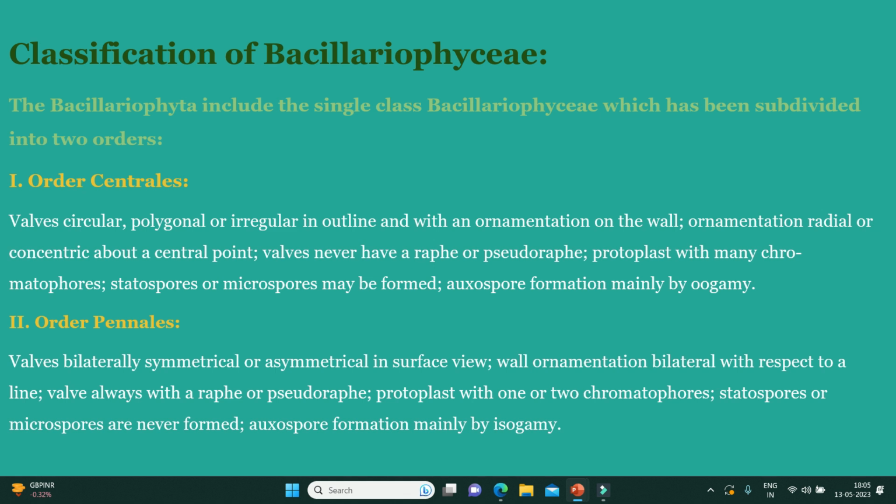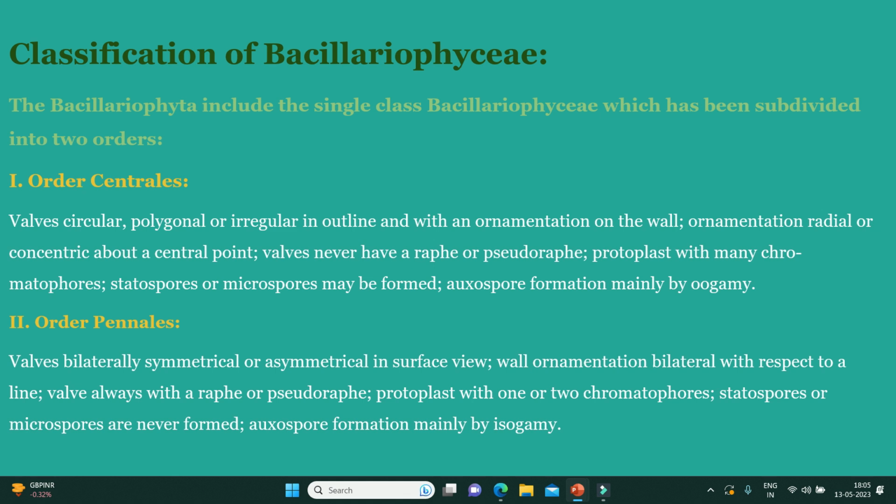In the Centrales, ornamentation is radial or concentric about a central point. In the Pennales, wall ornamentation is bilateral with respect to the lines. In Centrales, walls never have raphe or pseudoraphe. In Pennales, walls are always with a raphe or pseudoraphe.